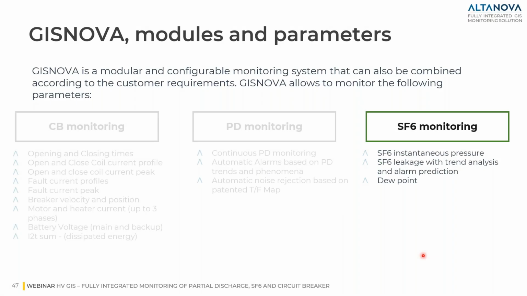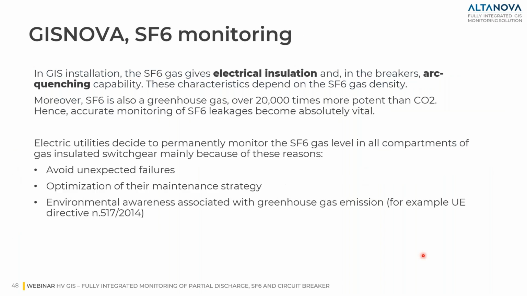Just a brief introduction about the SF6 monitoring. Talking about SF6 in GIS, SF6 gives basically the electrical insulation in GIS, and in the breaker compartment, even the arc-quenching capability. But these capabilities are strictly related to the SF6 gas density.